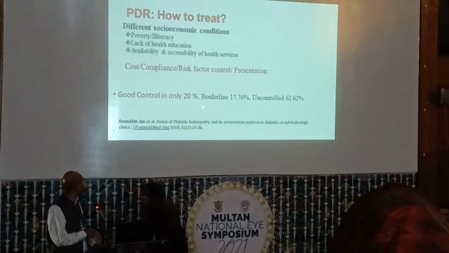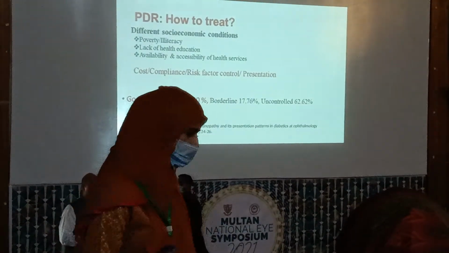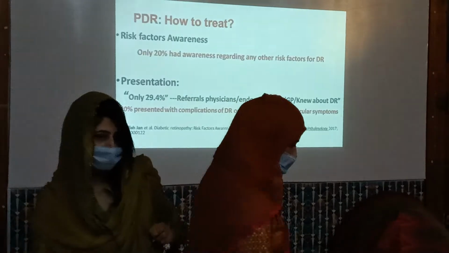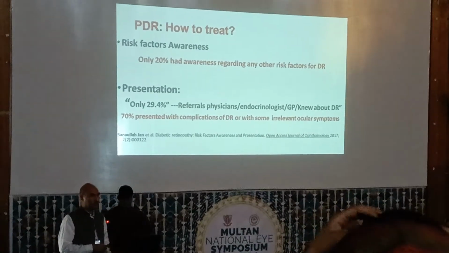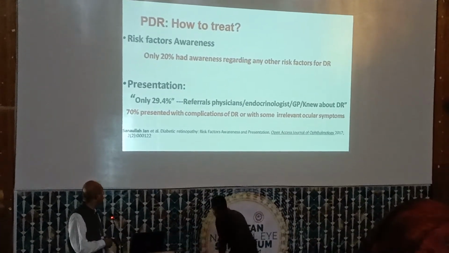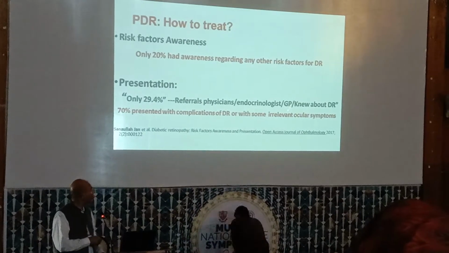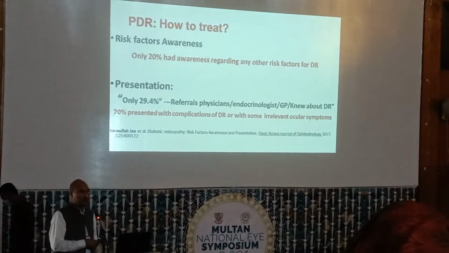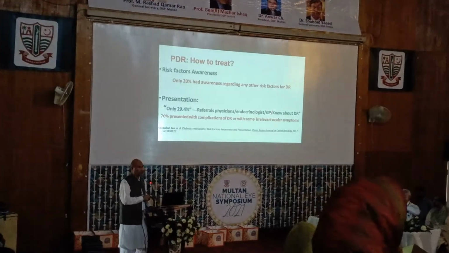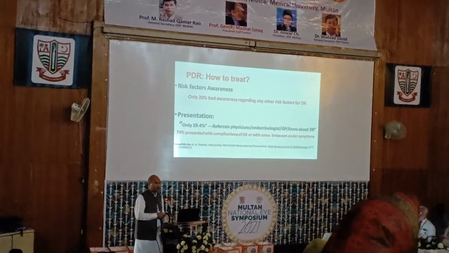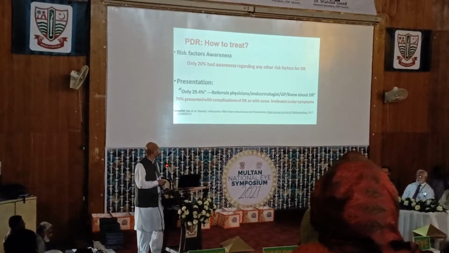In one of our studies, we found that only 20% of our diabetic patients who presented to the IOPD were having good control of their hyperglycemia. Only 20% had awareness about any risk factor besides hyperglycemia for diabetic retinopathy. And 70% will present to you with complications of diabetic retinopathy or with some irrelevant symptoms which are not related to diabetic retinopathy. Only 1/3 presented to ophthalmologists because they were referred by a physician, endocrinologist or general practitioner, or they knew about diabetic retinopathy and its blinding sequelae.